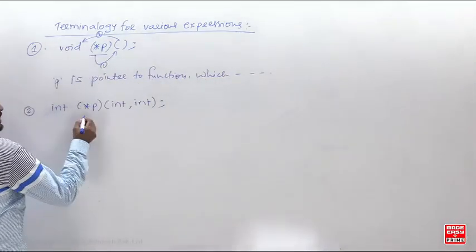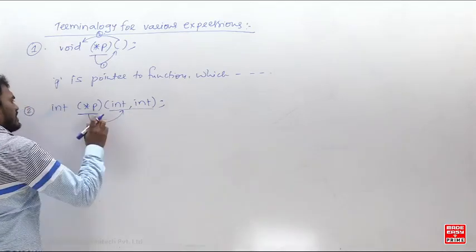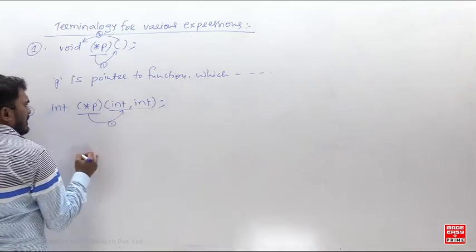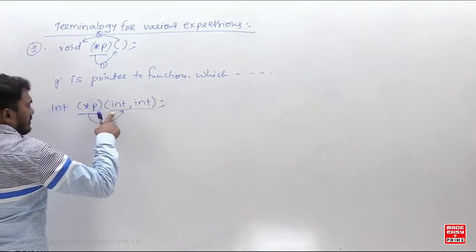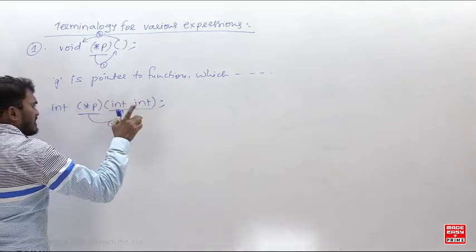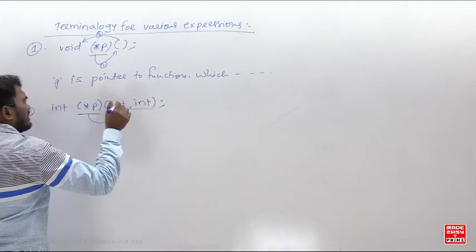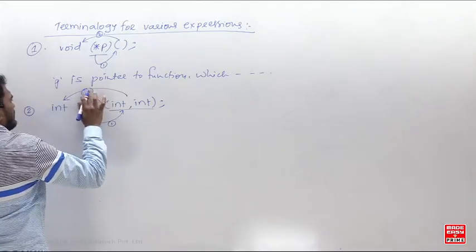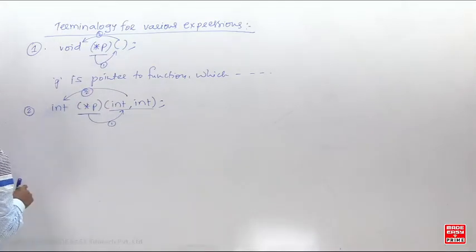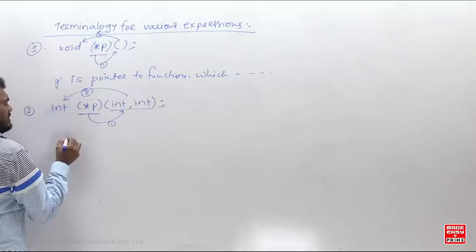Same. So p is a pointer, a pointer to a function. When you say p is a pointer to a function, is it taking an argument? Yes, it is taking two integers as an argument. And when you say function, is it returning anything? Yes, it returns an integer. You can copy this: p is a pointer to a function which takes two integers as an argument and returns integer. Note down.